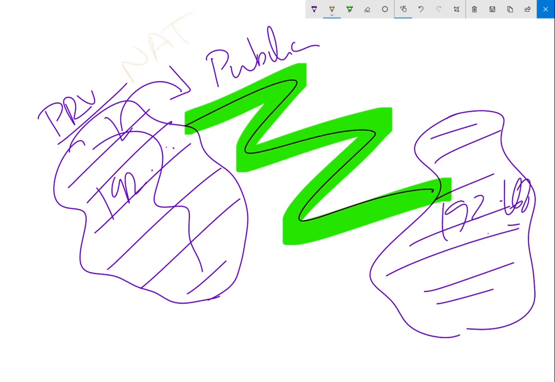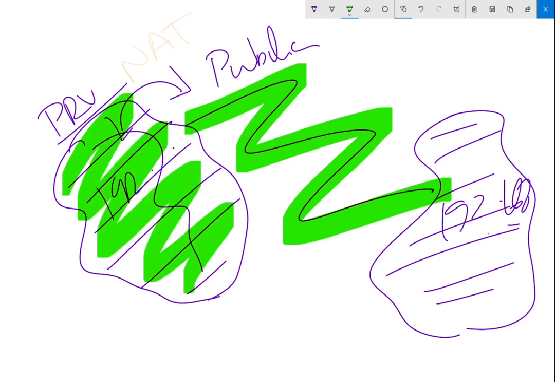Network address translation. All these private IP addresses go through the NAT and mix together into this NAT, and it becomes one public IP address, and that public address is routed in the internet. It goes here, and here you will have another NAT which translates this public address into the private IP address. So this is how it goes. This is the purpose of NAT.